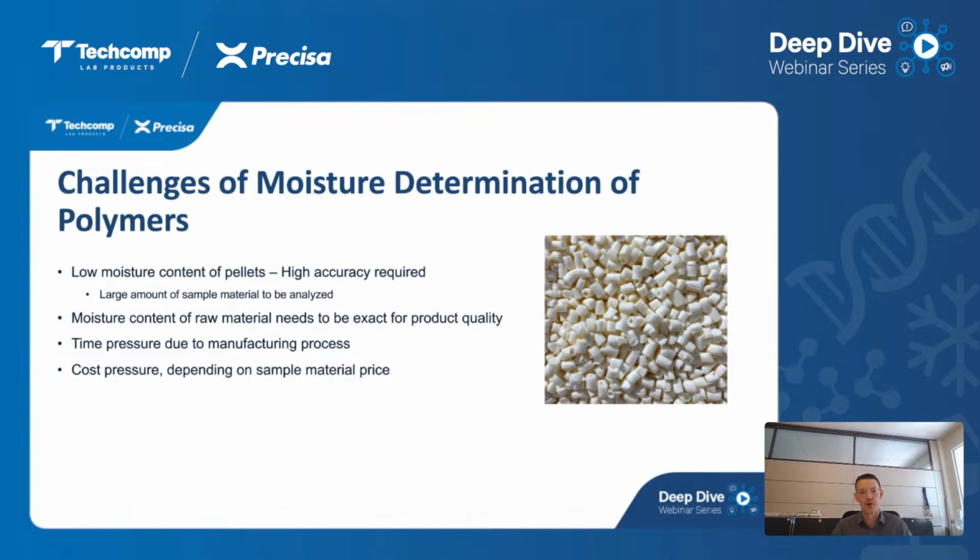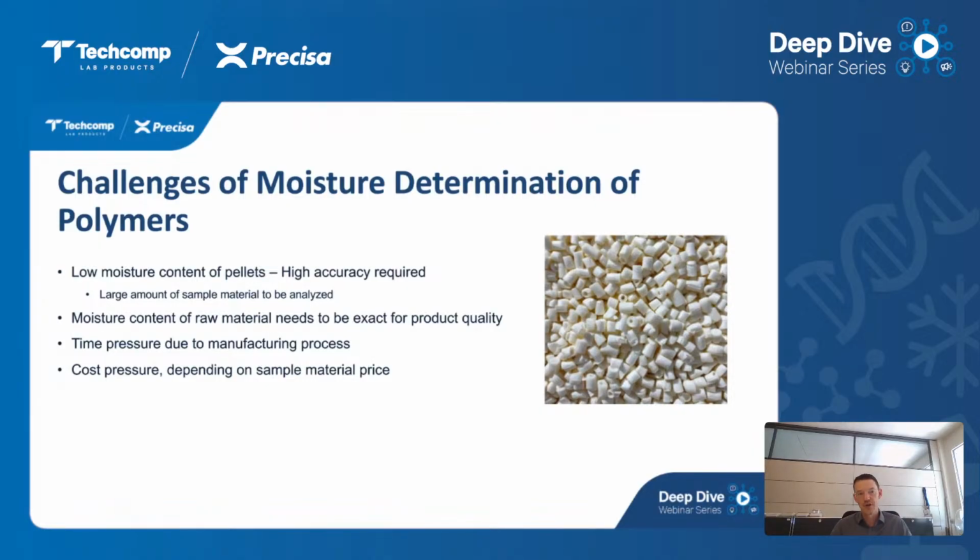Moisture content of the raw material of the polymer needs to be exactly determined to ensure product quality throughout the process. If the moisture is too high or too low, there might be problems with the extrusion or the injection mold process. Also, the final product might have surface defects if the moisture content is not right, or the strength can be negatively impacted.